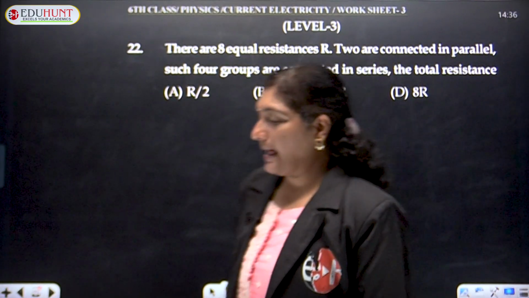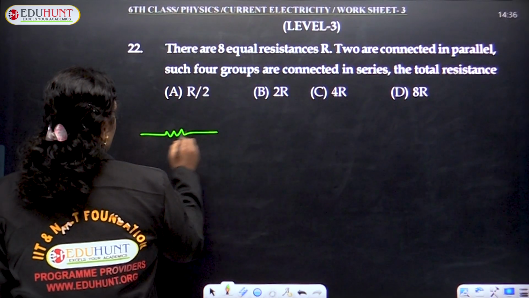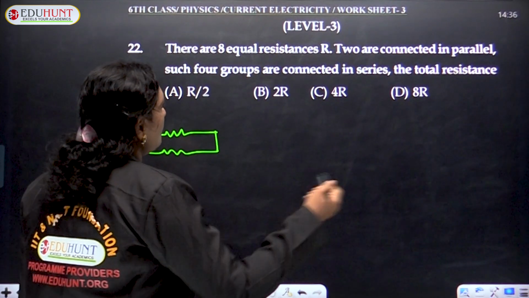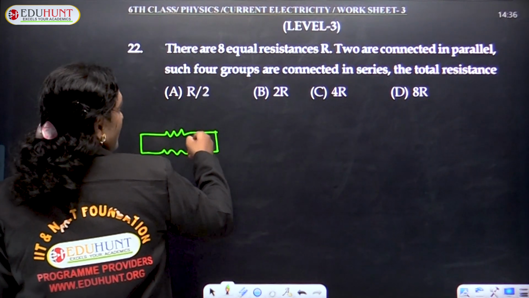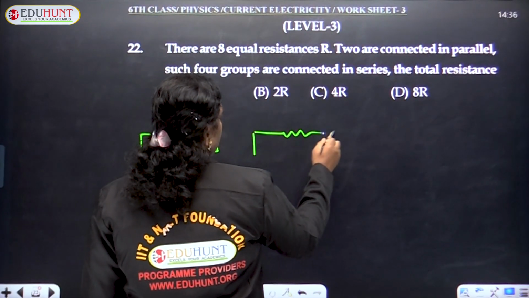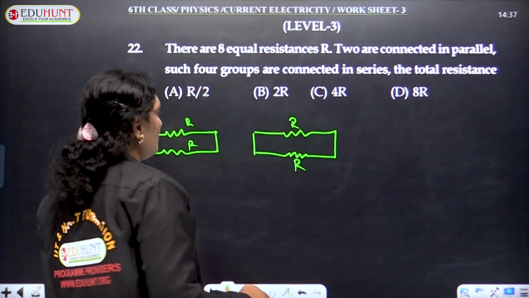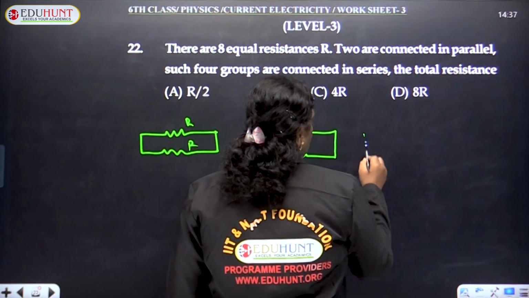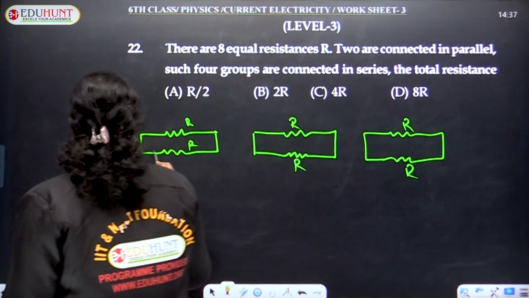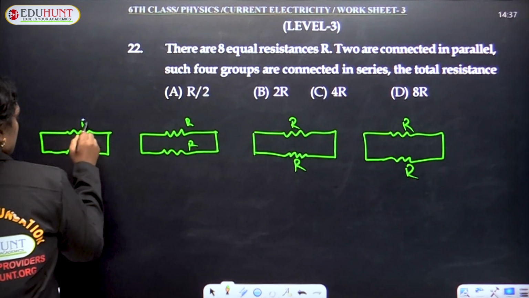2 are connected in parallel. Okay. So, 8 equal resistances, if you consider 2, resistance 1 and resistance 2 are connected in parallel. Such 4 groups are connected. Out of 8 we have already used 2, R ohms and R ohms. Again 2 more are connected like that, R and R. How many such groups are formed? Totally 8, no? 4 groups are formed. So, again one more. Space is not there, so let me drop one more over here. Yeah, this is R and R.